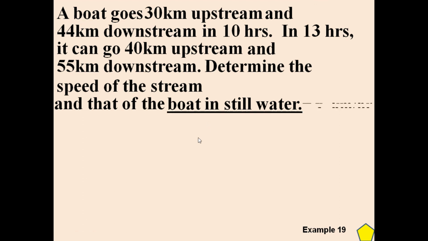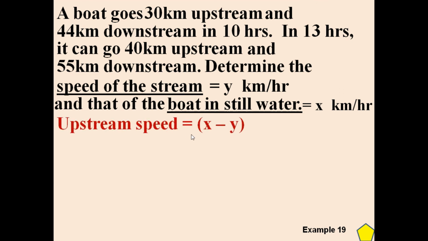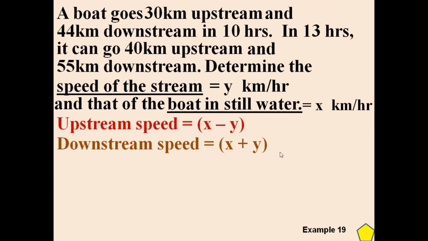Now over here, let the speed of the boat in still water, which means when there is no hindrance from the water, be x kilometer per hour, and the speed of the stream be y kilometer per hour. Now the downstream speed will become x plus y kilometer per hour, and upstream will become x minus y. Upstream is always the lesser speed because it is against the current.